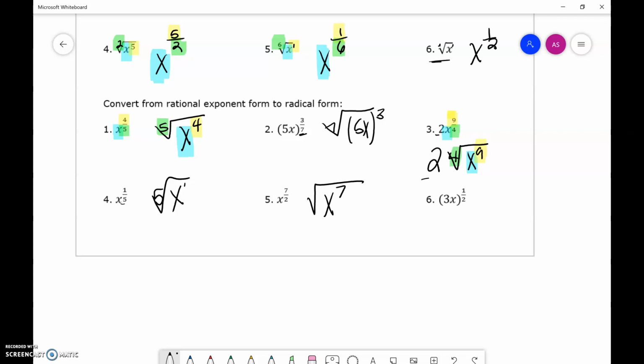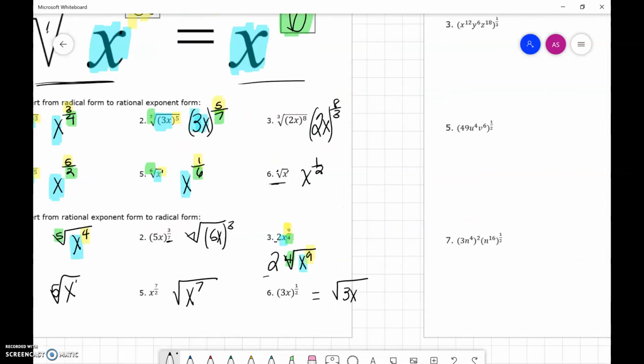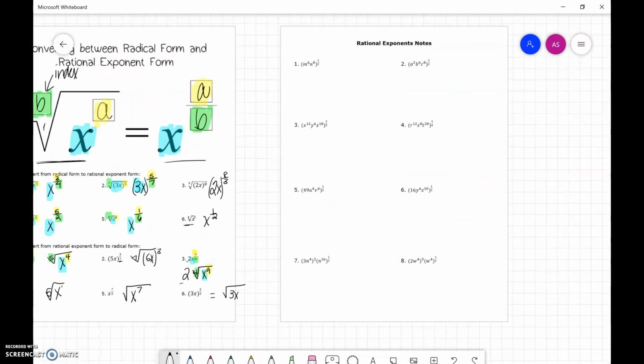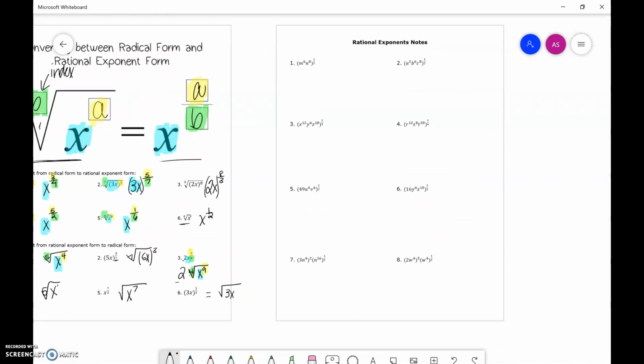Here you have 3x to the 1/2 power. So this is the same thing as saying the square root of 3x. Okay. So that's it for this first page. Let's look at some of the examples. I'm going to do the odd problems, and I'm going to have you do the even problems, okay?